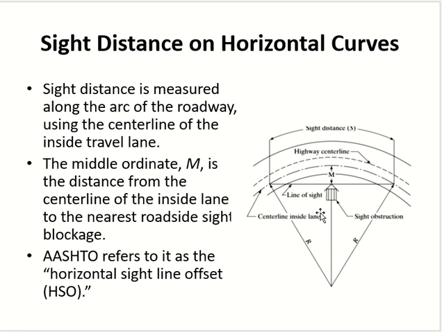This is my object which can block my view. This is on the side of the road. So I want to see from here to here, my full sight distance, right? And this is my object. The distance from the... now if this is the curve, then what do we call this line?